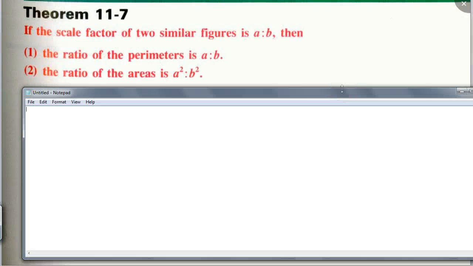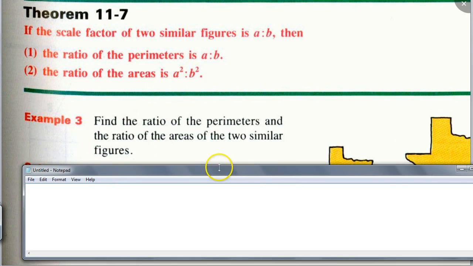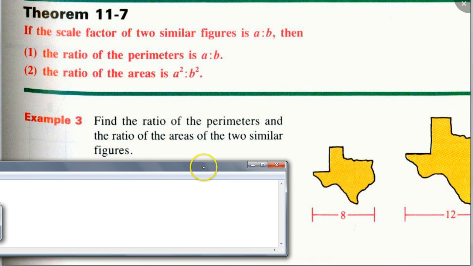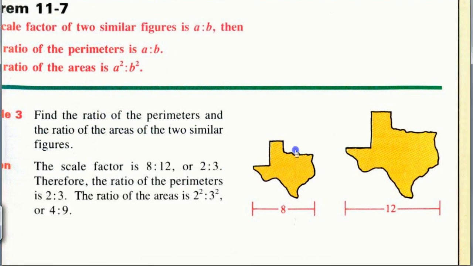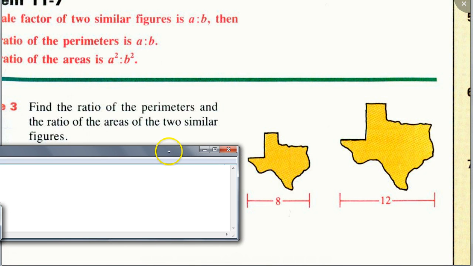So going back to the theorem that we started with, we know that if the scale factor of two similar figures, not necessarily triangles, is A to B, then the ratio of their perimeters is A to B, and the ratio of the areas is A squared to B squared. Here's a picture. Here's a problem. What if the ratio of the perimeters of the two similar figures is 8 to 12?